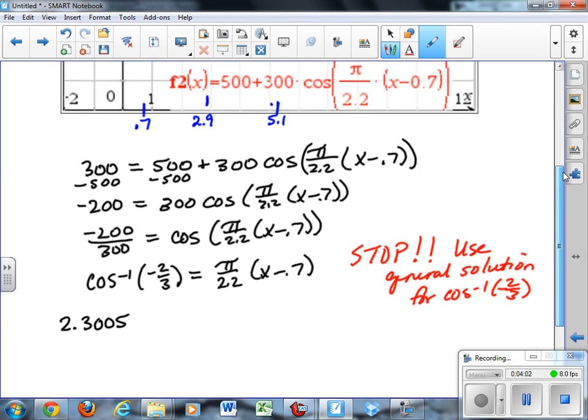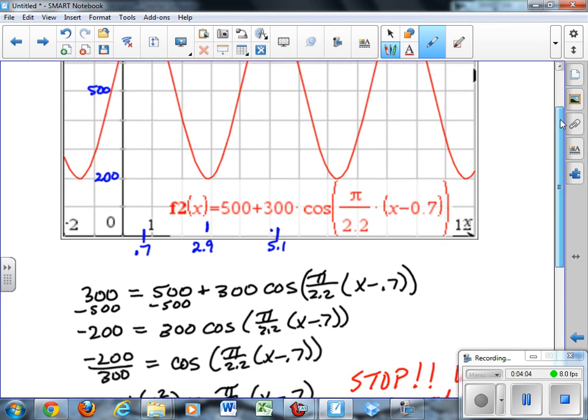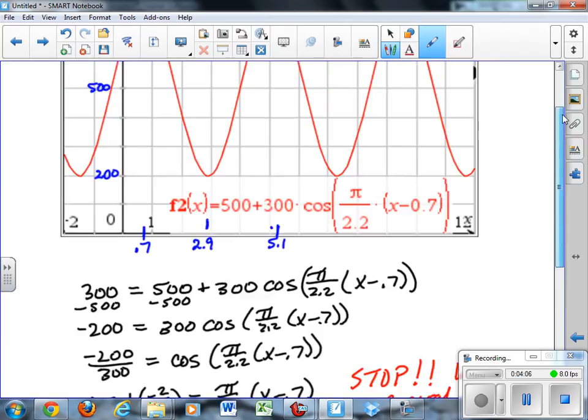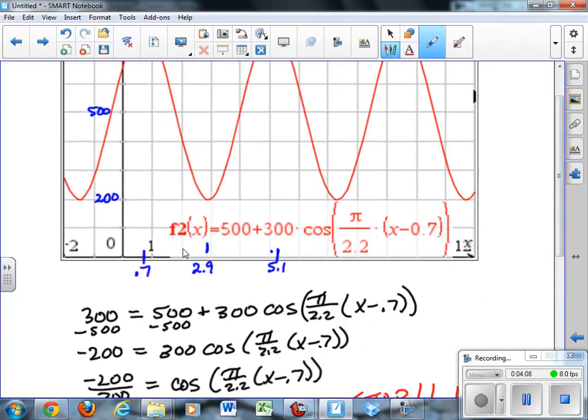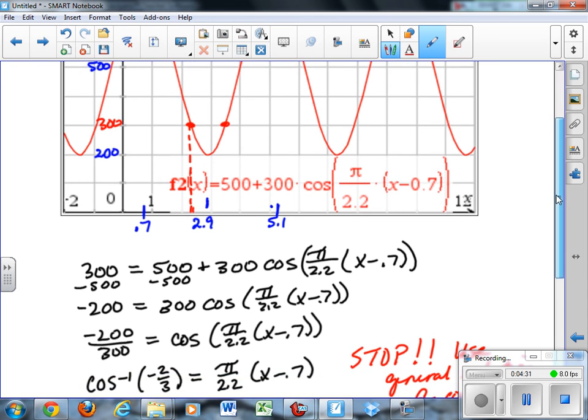Now let's look back at the graph. So at 2.3, here's 1, here's 2, here's 2.9. 2.3 is about right there. Here's 300 on my axis. So I'm looking for a point here and here specifically. 2.3 looks very reasonable for being this point right there. But I need to know this point also. So I need to find another value.